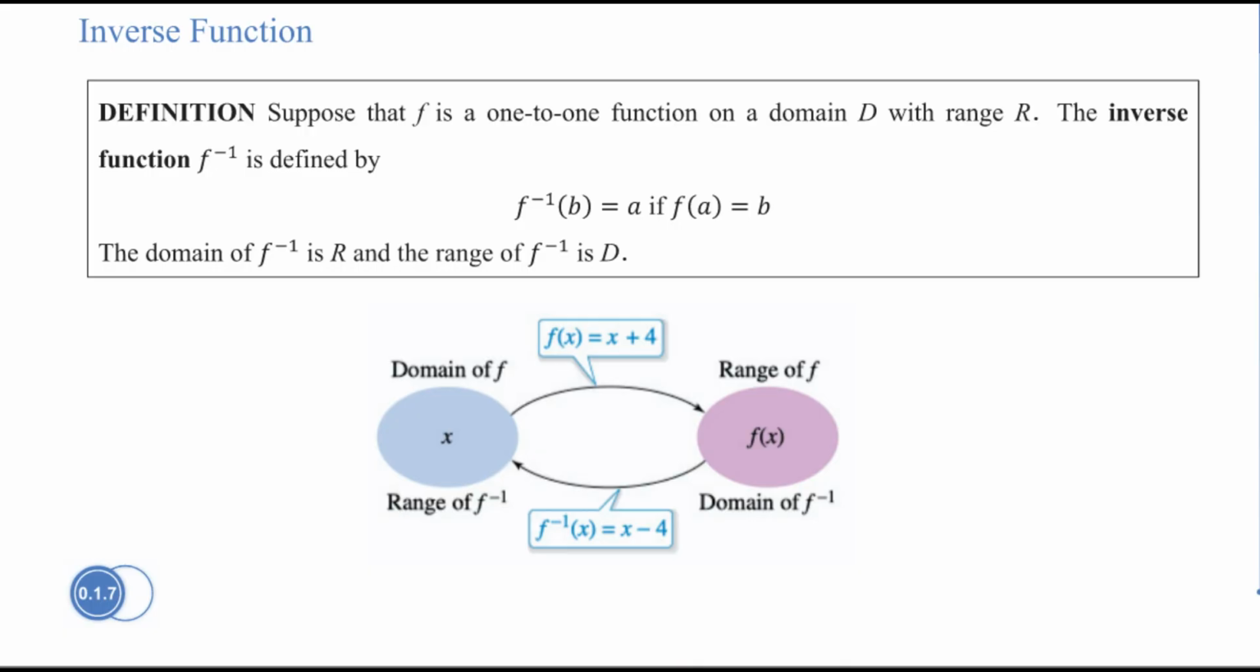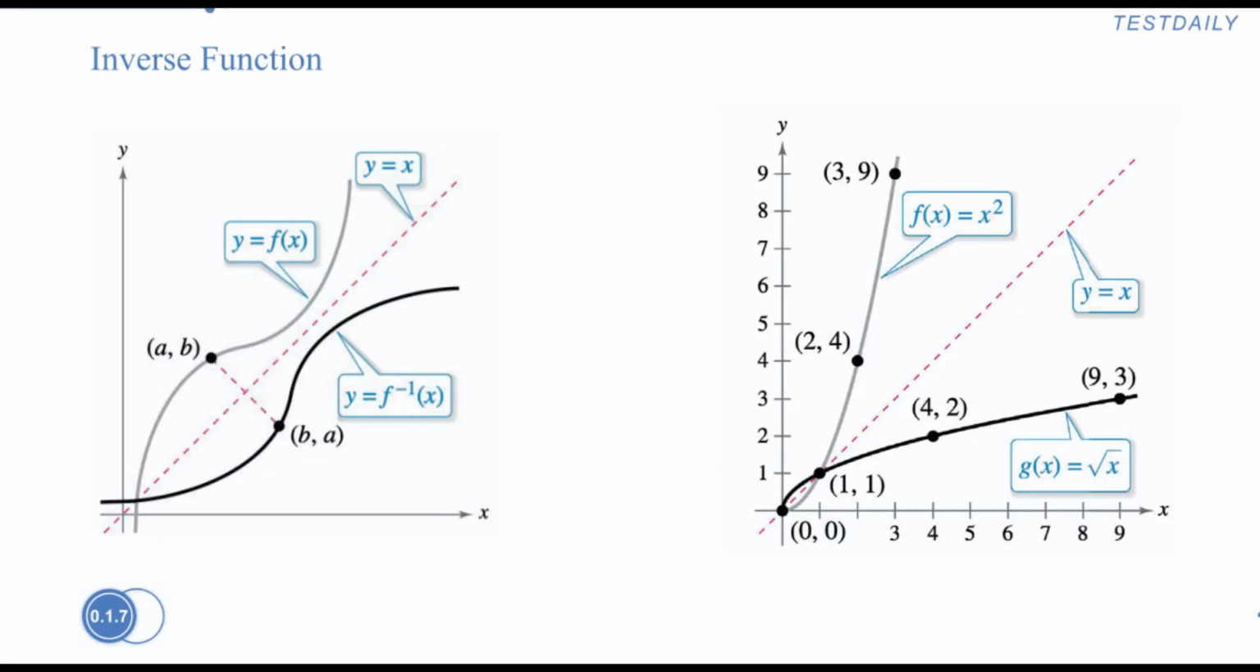The function f(x) equals x plus 4 moves from the input x to the output f(x). The inverse function reverses the process. Since the original function adds 4, the inverse function subtracts 4. So f inverse of x equals x minus 4. The inverse function is the mirror image of the original function across the line y equals x. When we find the inverse, we switch the x and y coordinates, so a point like (2, 4) becomes (4, 2). This is why x squared and square root of x are inverse functions.